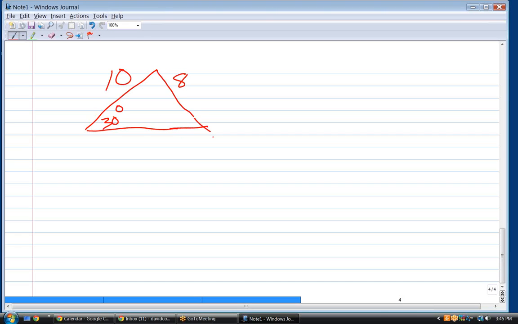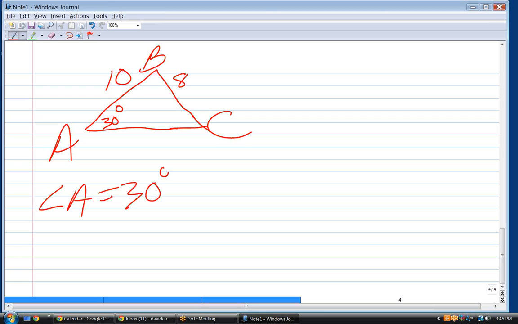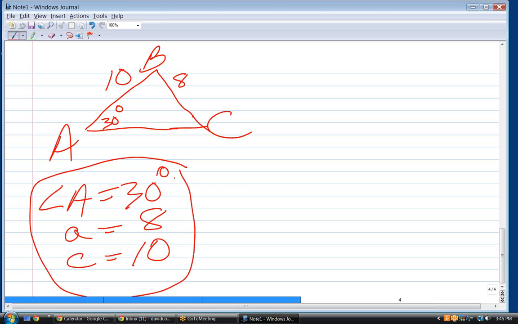This is the textbook case. In other words, this problem would be given to you as angle A equals 30 degrees, side A equals 8, and side C equals 10. So there are the three pieces of information they've given you. Now the question is solve the triangle.